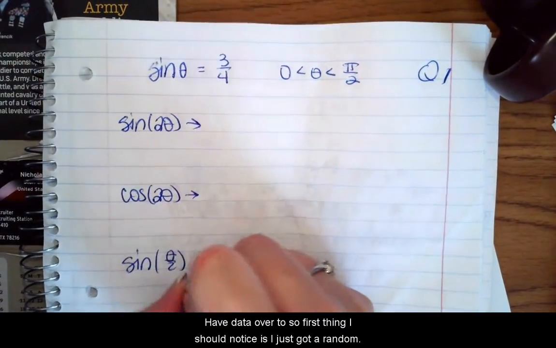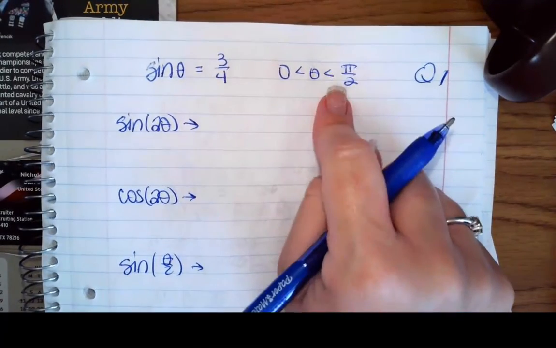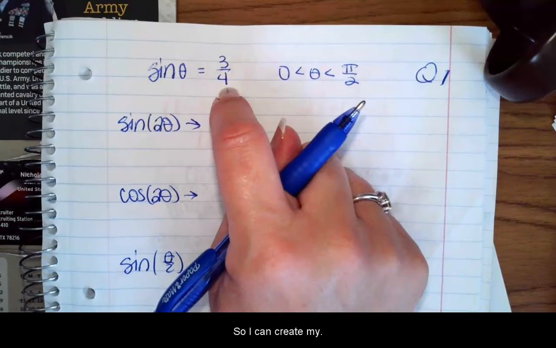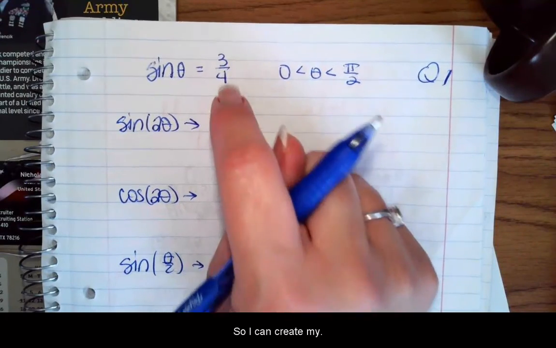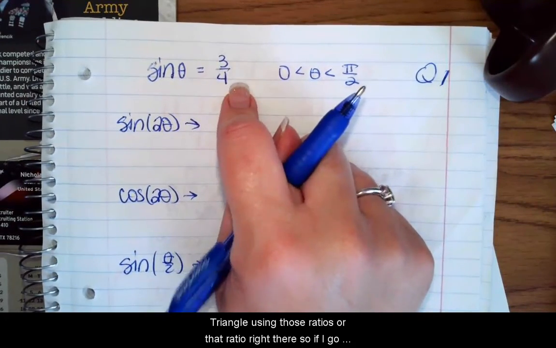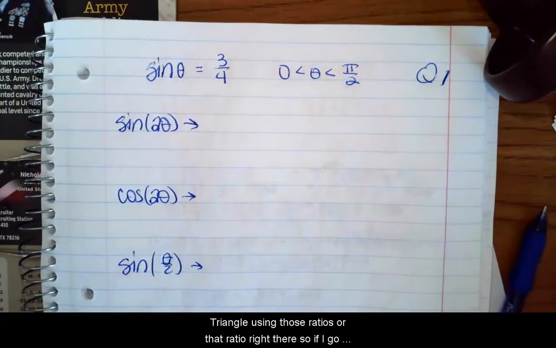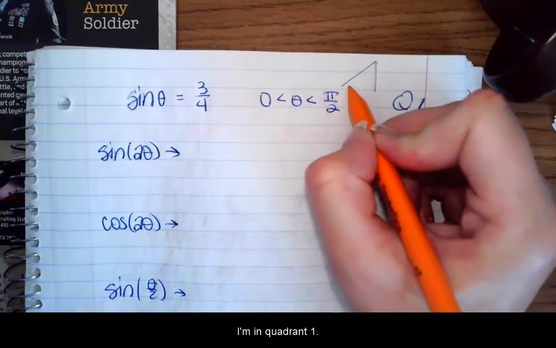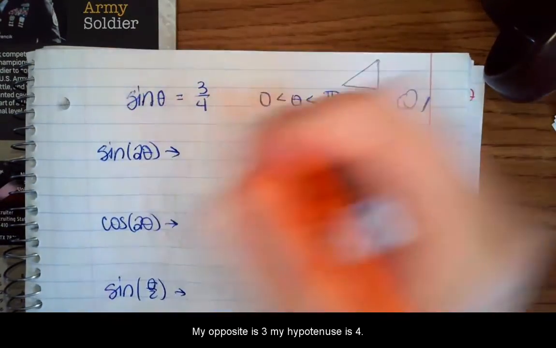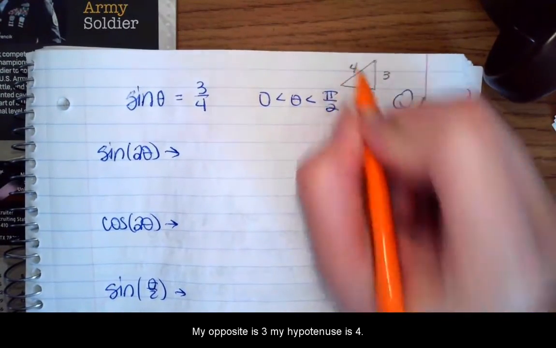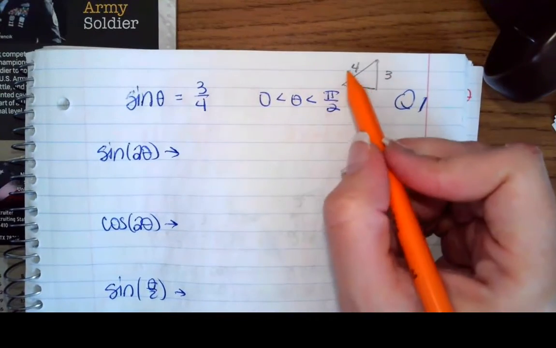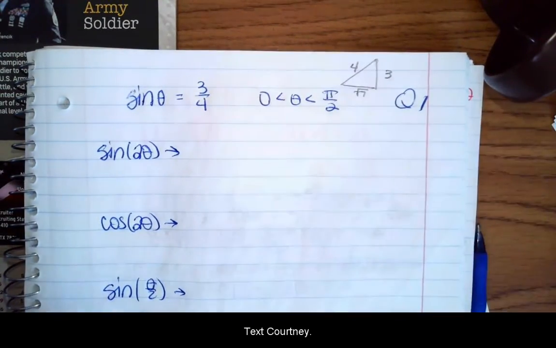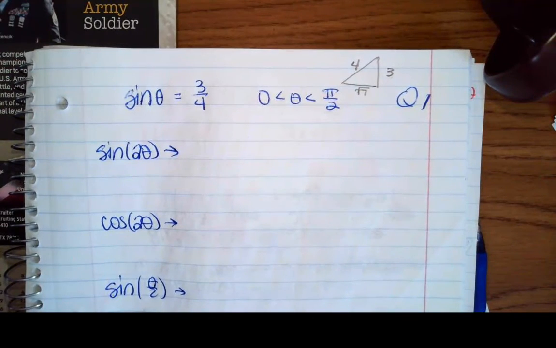So first thing I should notice is I've just got a random angle measure. I don't know what the angle measure is, but I do know a ratio. So I can create my triangle using that ratio right there. If I go ahead and create my triangle, let's squeeze him in over here. I'm in quadrant 1. My opposite is 3. My hypotenuse is 4. So 16 minus 9 is 7, so my x-coordinate is going to be root 7.